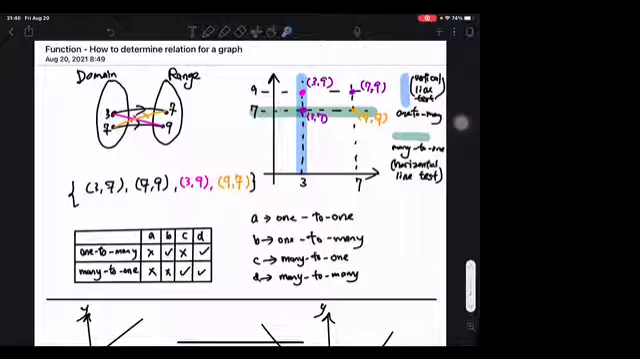This is a very common arrow diagram for a relation. You have the domain and the range, and you have the input and output, or you say this is the image, this is the object. So now I have two black arrows that link 3 to 7 and 7 to 9.